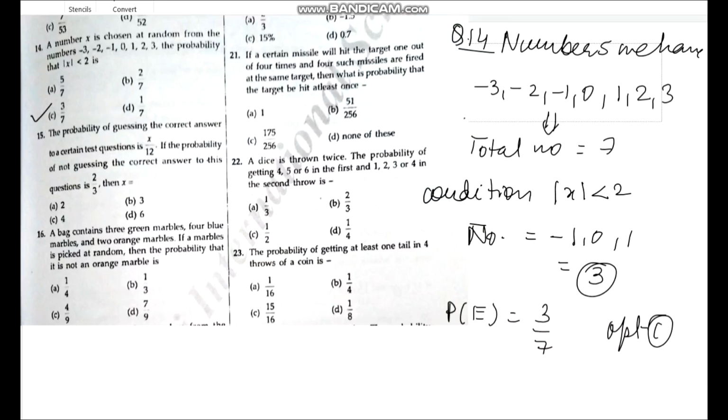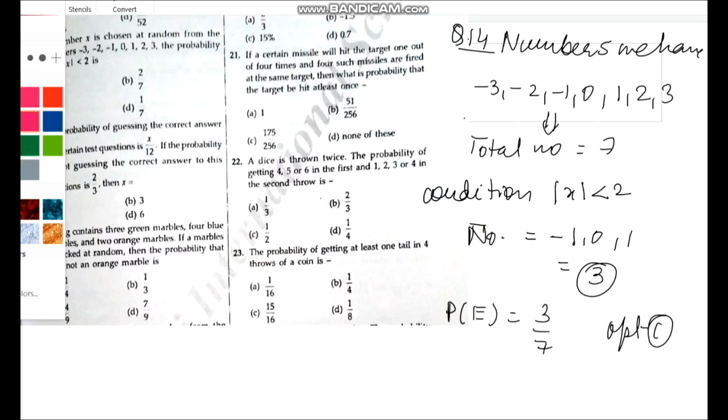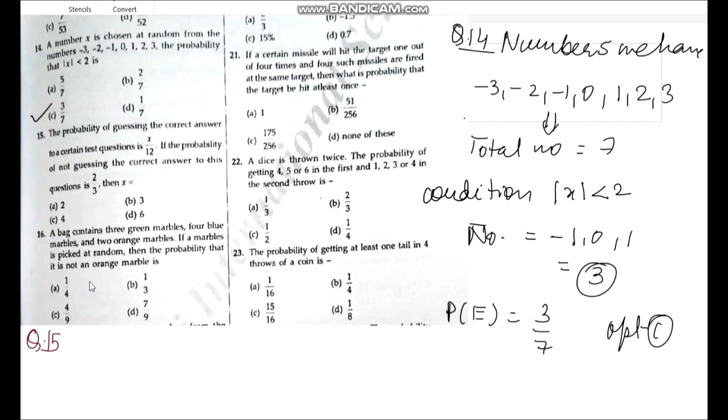Okay, is this okay? Now see the next question, question number 15. Changing the color so it will be helpful to you. In question number 15, the probability of guessing the correct answer of certain test questions is x by 12. So probability of correct is x by 12. If the probability of not guessing the correct answer is 2 by 3, so the probability of the event of wrong is equal to 2 by 3.